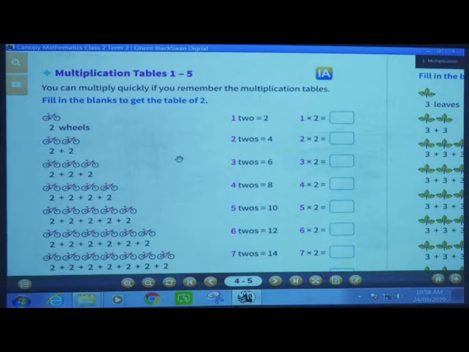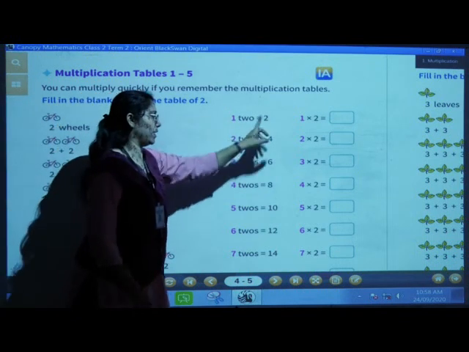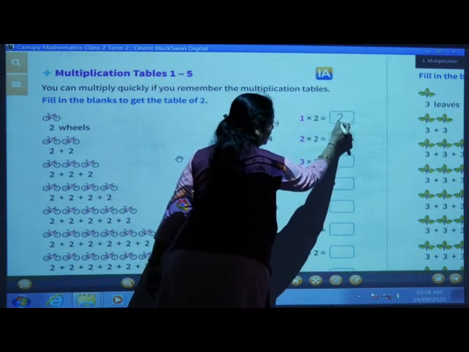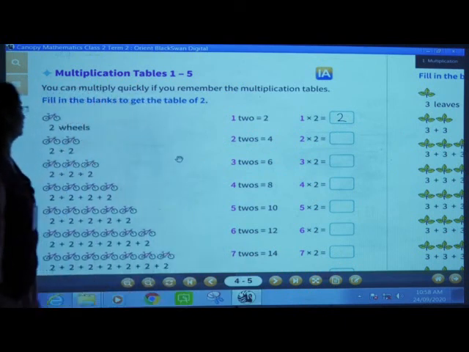How many wheels does a bicycle have? A bicycle has 2 wheels. Okay, here is one bicycle and it has 2 wheels. So 1 2 is equal to 2. Yes, 2.